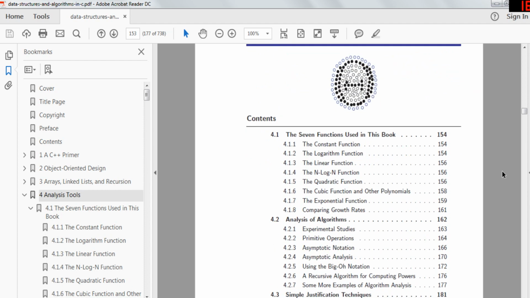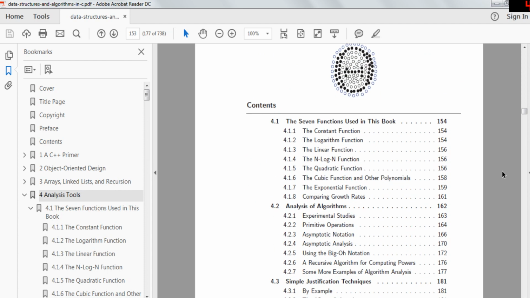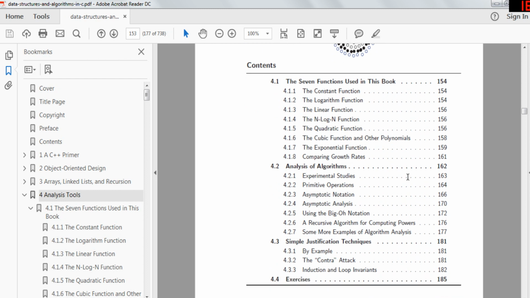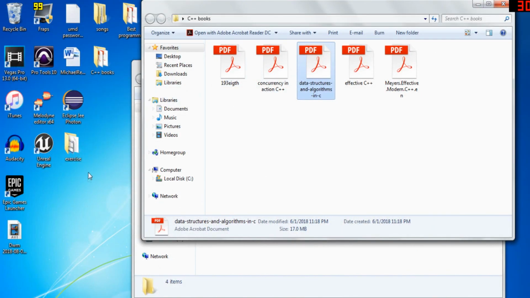Alright, so we're gonna go over 7 functions that are used in this book, Analysis of Algorithms, and how to justify using induction. Okay, but before I begin, something is wrong with my code.